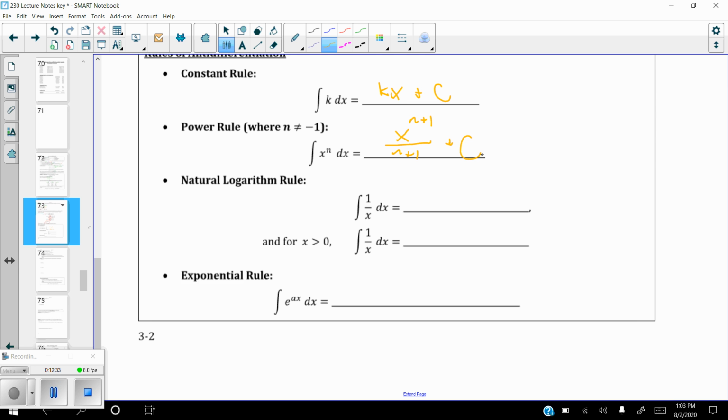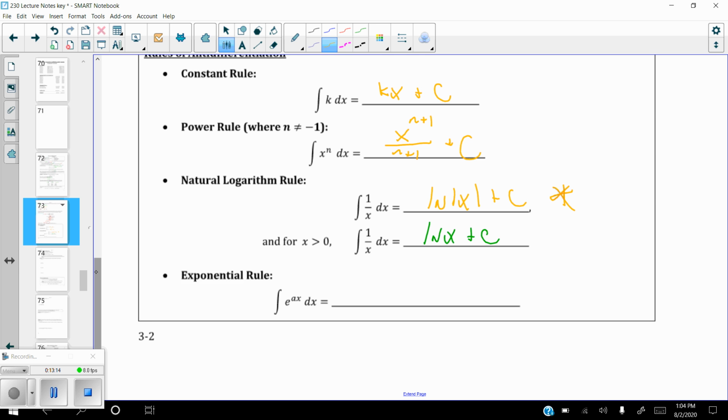The natural log rule, the integral of 1 over x is going to be the natural log of the absolute value of x plus c. And for x greater than 0, I really don't like to put this one in there. This is only if you absolutely know that x is greater than 0, then you can write this as just the natural log of x plus c. It is always safer. I strongly suggest you just use this one to keep the absolute value on the x. That way you're not guessing whether the domain is greater than 0 or not. Just stick with the absolute value one.